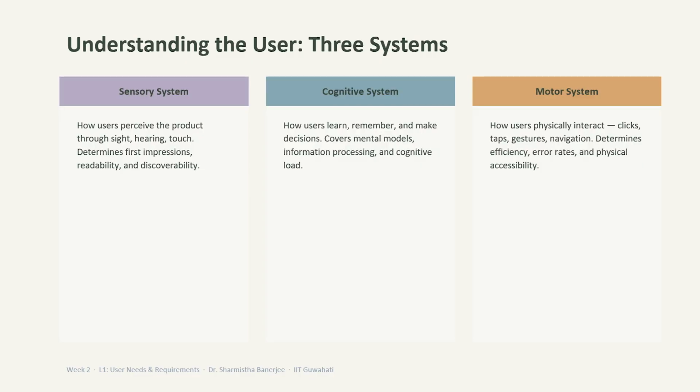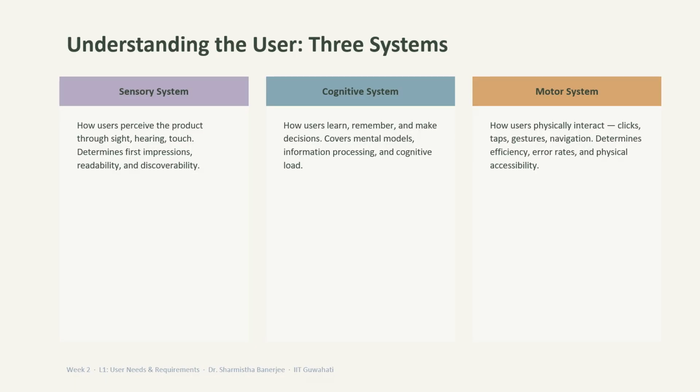Now the next thing that comes into the picture is, let's say I'm trying to understand my user. How do I understand the user? So I have to understand 3 aspects of them: their sensory system, their cognitive system and their motor system. So the sensory system consists of the 5 senses. It helps in understanding how the user perceives the information which they are receiving from the product or the surroundings of the product. So this might be received through any of the 5 sense organs: sight, hearing, touch.